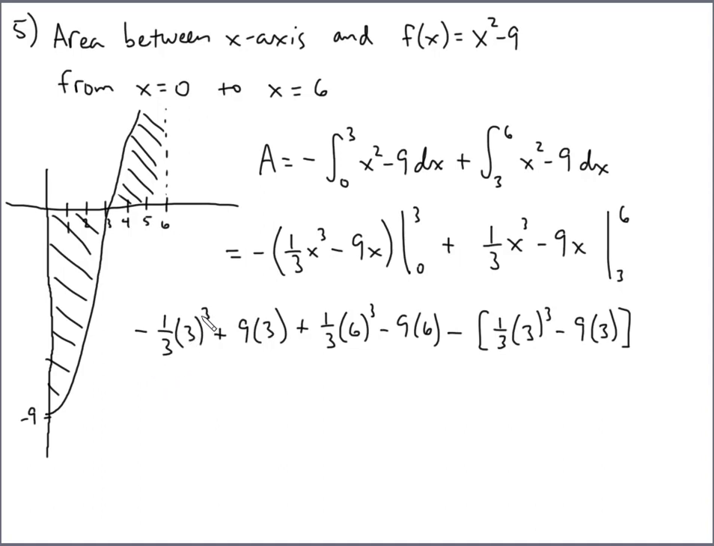So simplifying all this, 3 to the third power is 27 over 3 is 9, so we get minus 9 plus 27. 6 to the third power times 1/3 is 72, so that's going to be 72 there. 9 times 6, 54, so minus 54 there. Again, 3 to the third power here. You get 27 over 3 is 9, so that's going to be minus 9. The minus distributes here, so we'll have plus 27. So if you put all this together, you should get 54 for your total area between the curve and the x-axis.